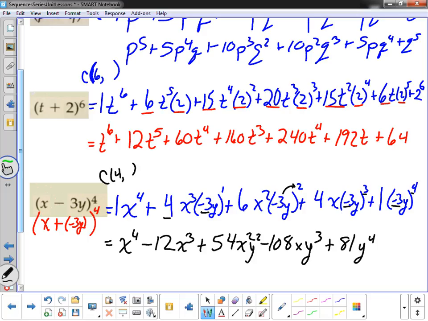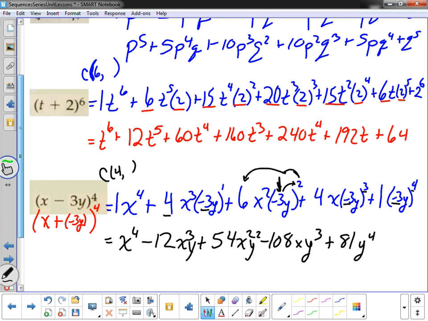Now notice what's happened. I forgot a couple of y's. The x's started at the 4, same power. They went down. The y's started at 0. They went up. And I had to deal with the numbers with the y getting raised to the power and then multiplying by the number out in front. All that has to work together.